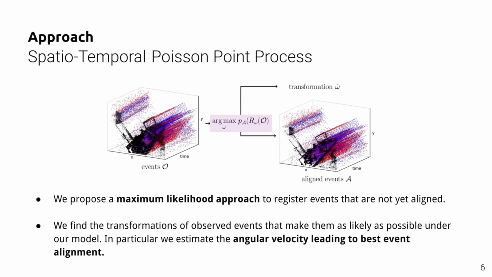This model naturally leads to an optimization problem. We search for the set of transformations when applied to each event that maximize the likelihood for the transformed data under our model. In particular, we estimate the camera rotation that leads to the best event alignment. Here, we define R as the mapping that applies a rotation to an observed event at a particular location and a certain time t. While various families of transformations can be considered, we focus here on constant angular velocity transformations. This simple maximum likelihood approach directly corresponds to minimizing the entropy per pixel.